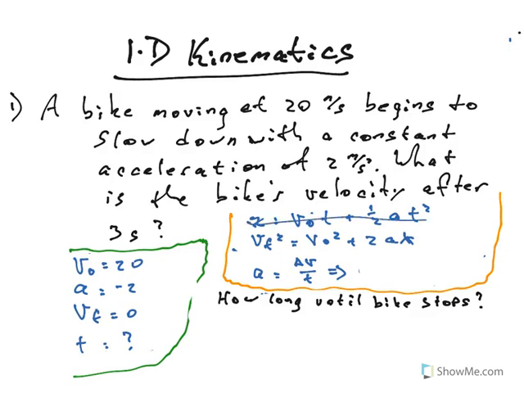Likewise, equation 2, I ask the question, can I solve it for T? No. Second equation doesn't even have T in it, so he's gone. Third equation, VF minus V naught over T. Can I solve this for T? Yes, T is in the equation. Do I know V naught? Yes. Do I know A? Yes. Do I know VF? Yes.